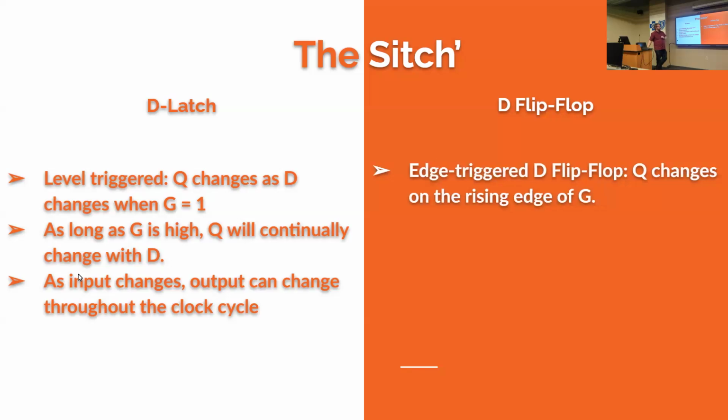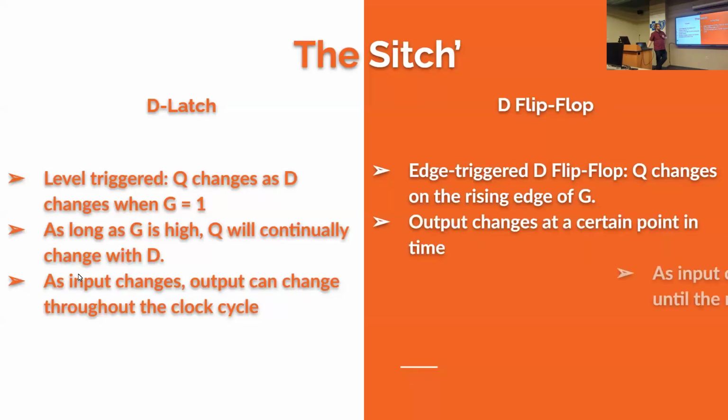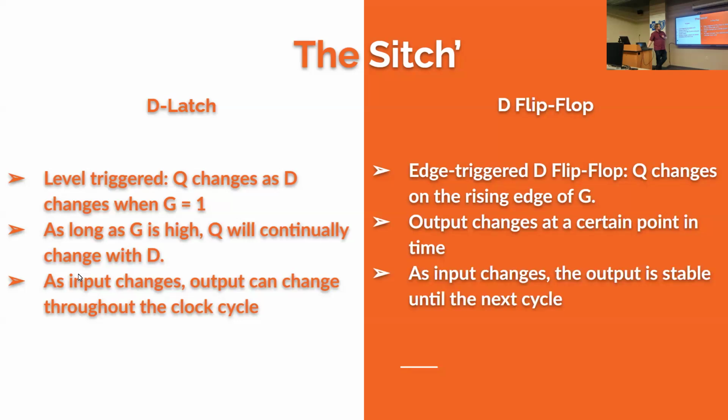But D flip-flops are edge triggered. That means they only change at the one moment when another value changes. It's on the rising edge of G. And so it only changes at that certain point in time. And all the rest of the cycle, while the clock is high, while the clock is low, the rest of the time, the output does not change. It's only at that one moment when the clock goes high, when G goes high, that it changes.